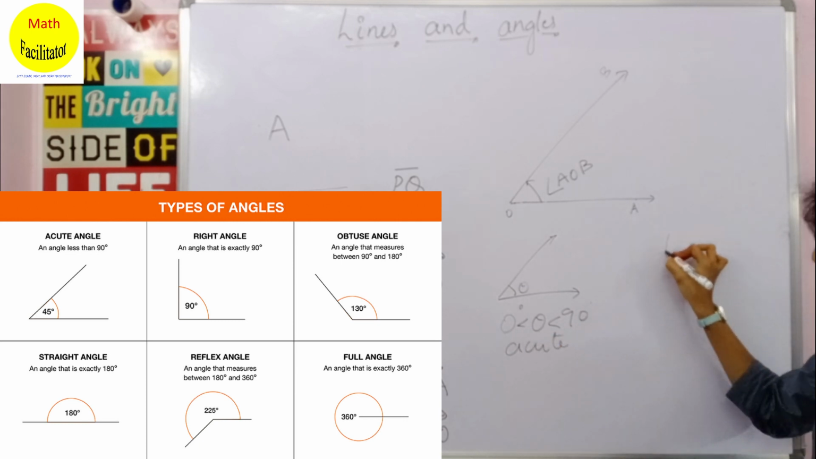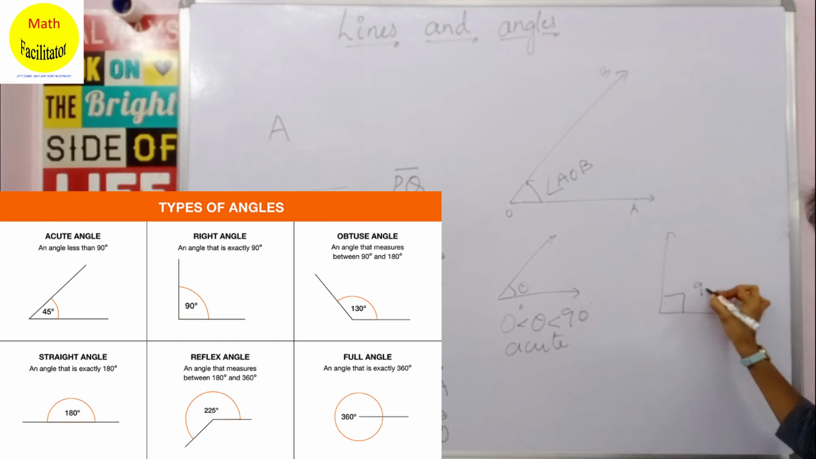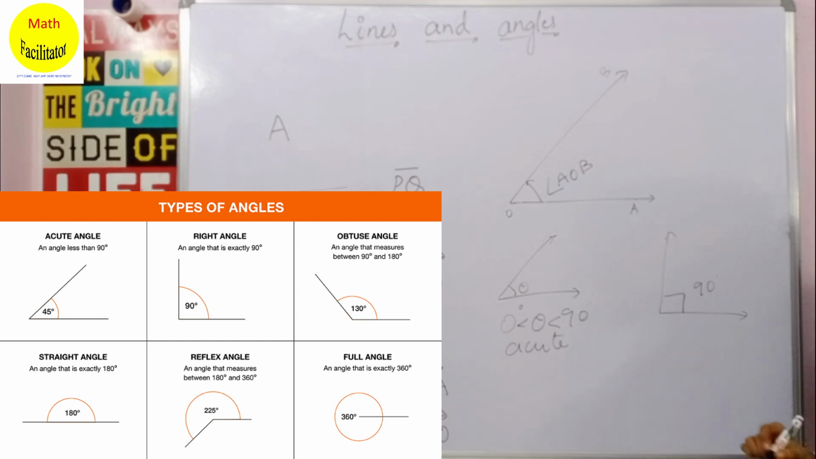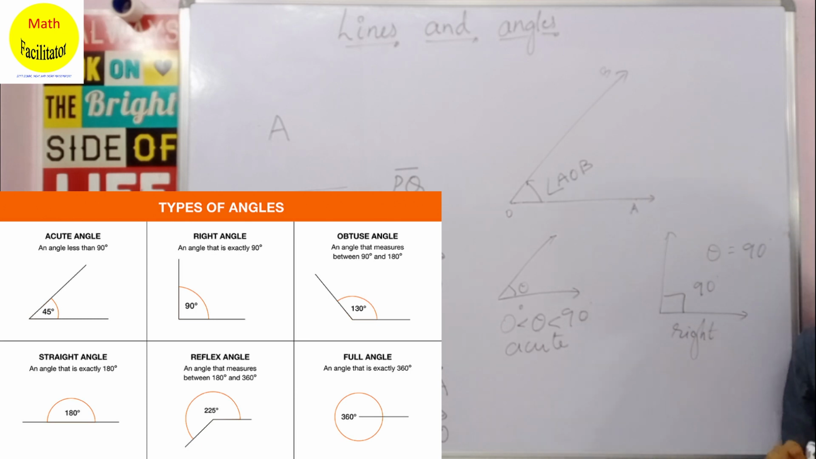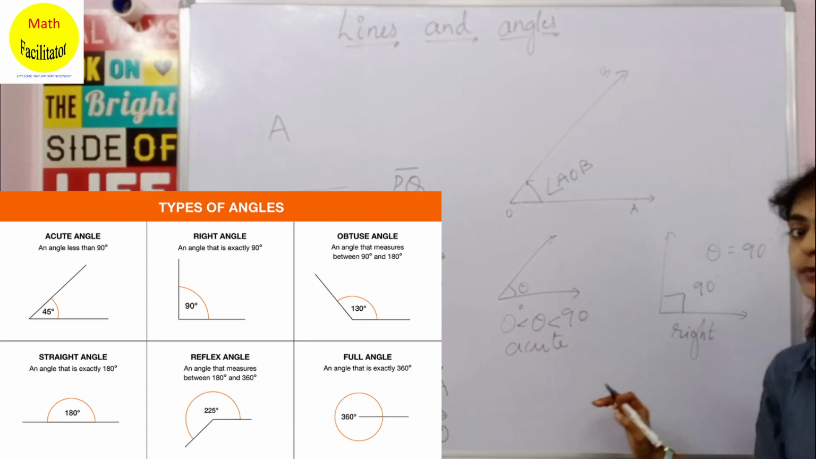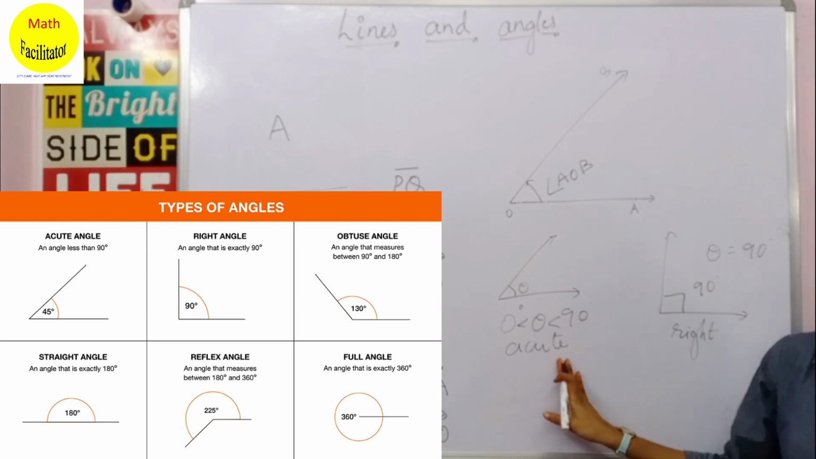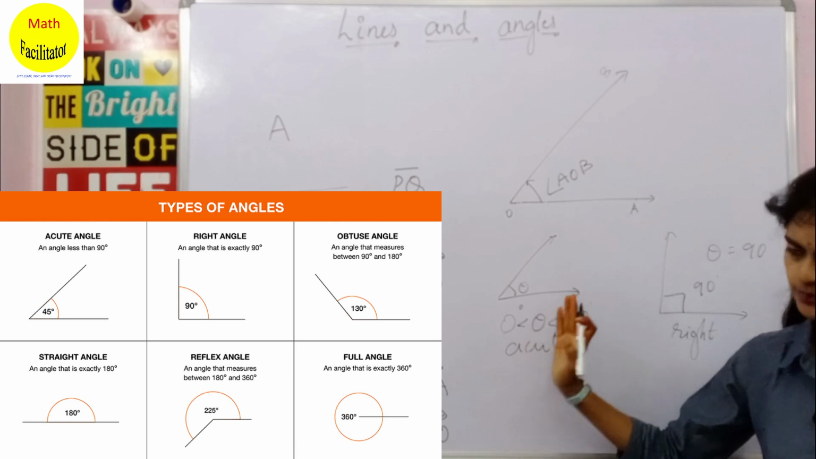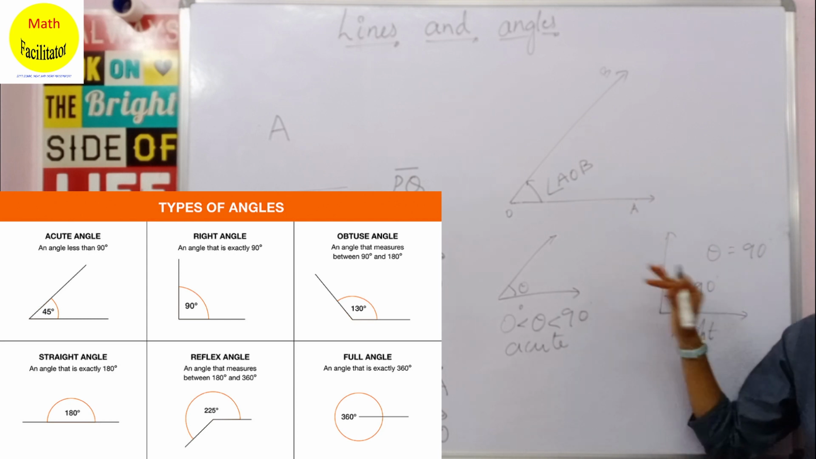Now the next angle is the right angle. A right angle is nothing but an angle that is exactly 90 degrees. So when theta is equal to 90 degrees, you call this a right angle. Clear? The next type of angle is the obtuse angle. So what is an obtuse angle? We have seen acute is an angle between 0 and 90. A right angle is exactly 90 degrees. Now obtuse is an angle more than 90.